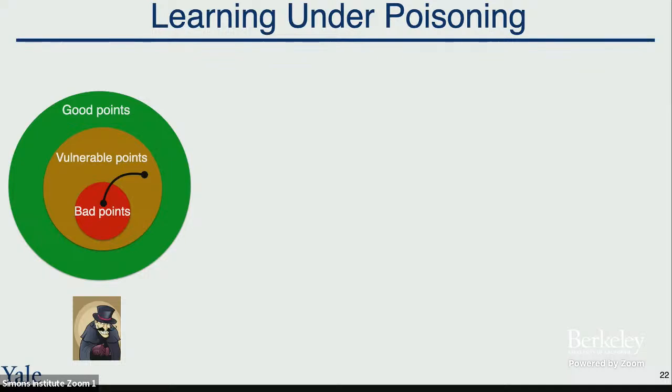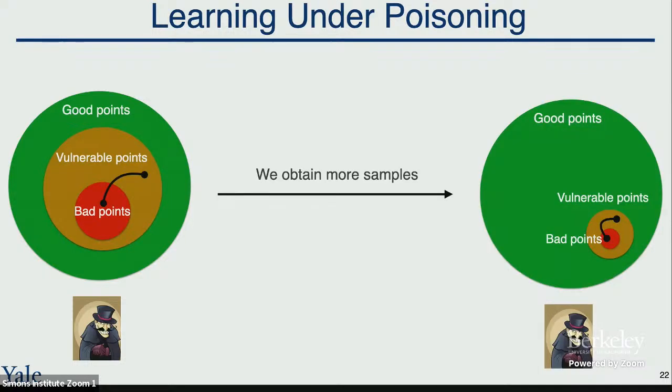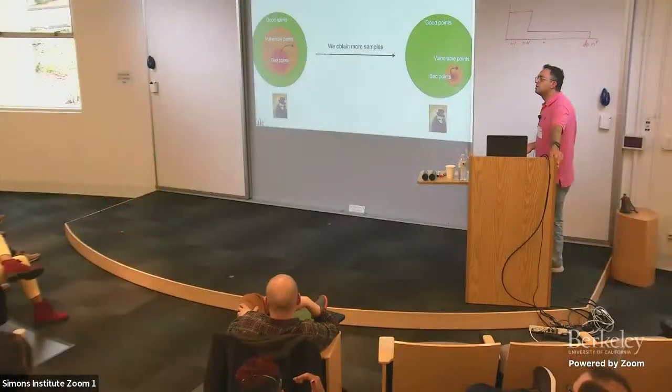All right? So learning under poisoning is possible if, as you collect more and more data, the collection of vulnerable and bad points becomes smaller and smaller, respectively. There's an assumption. You're assuming that you can always upsample more than your adversary can hurt you. Right.